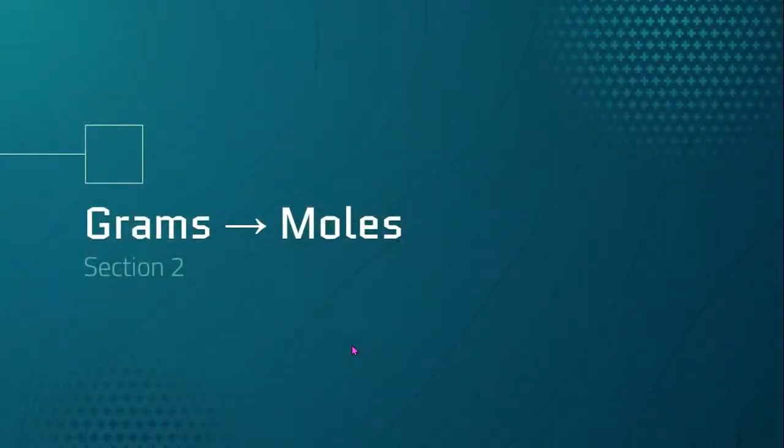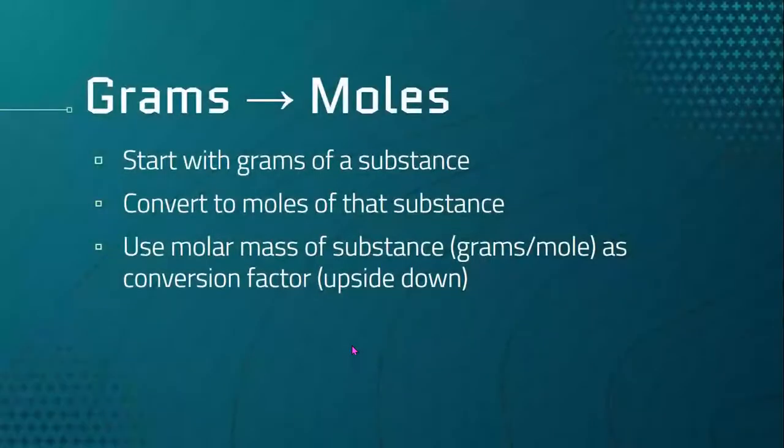The next section is going grams to moles. For these types of problems, you are given, and we will start with the grams of a substance and convert it into moles of that substance, again, using the conversion factor of the molar mass of that substance in grams per mole. But this time, we are going to have to flip it upside down.